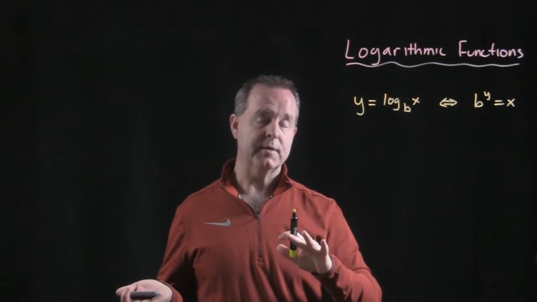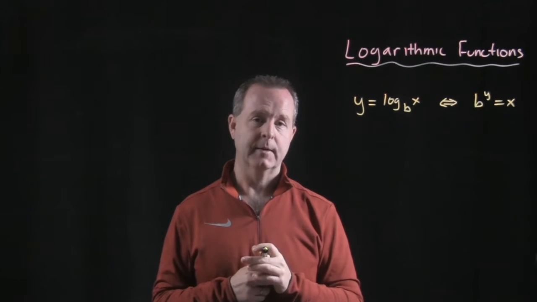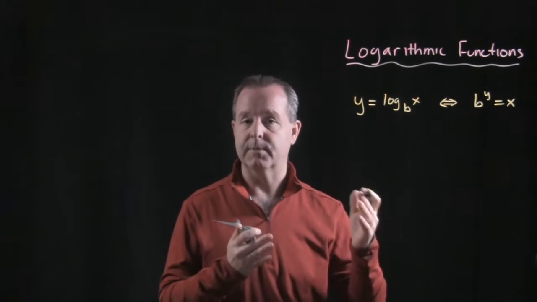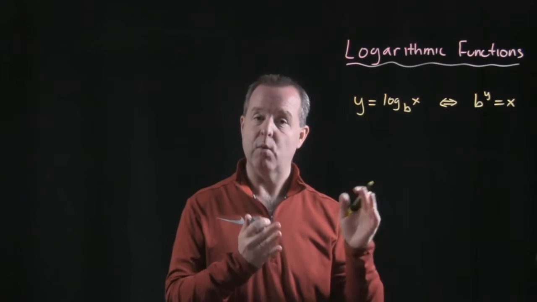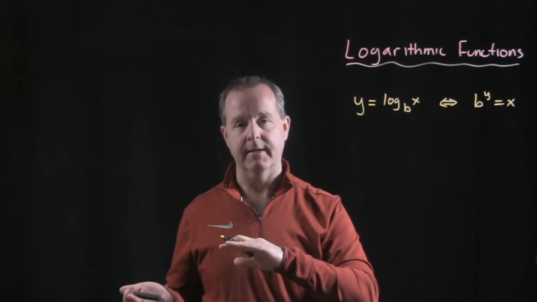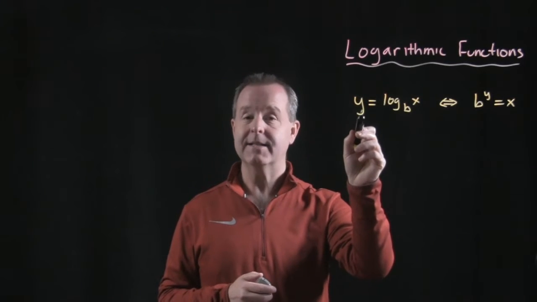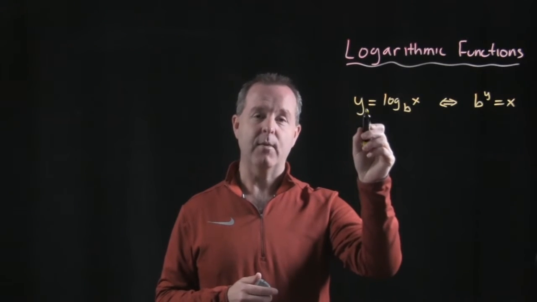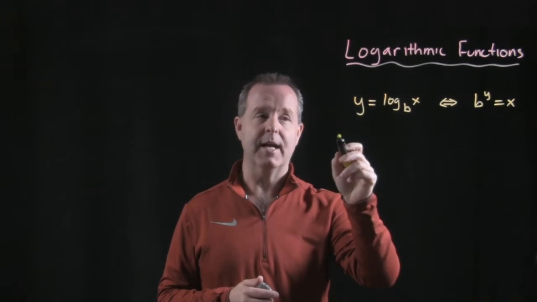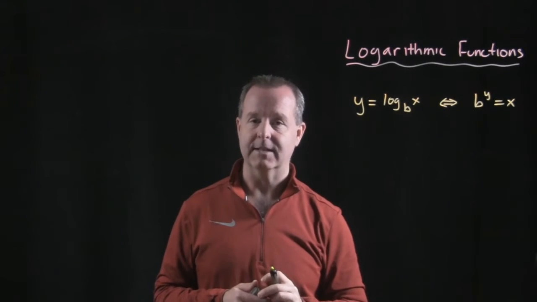Logarithms and exponential notations are inverses of each other. So if I wanted to take an exponent of a number and I wanted to undo it, I would take the logarithm of that and vice versa. So in our logarithm notation, this y is the exponent. And how we write that logarithmic notation is log of x with a base of b.